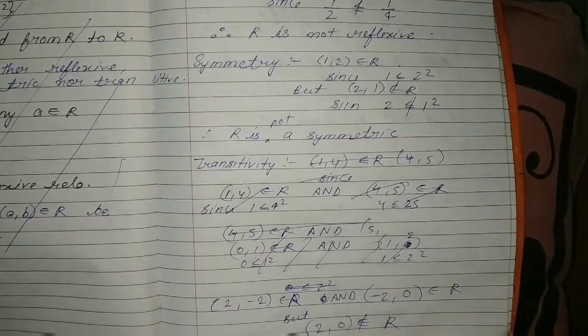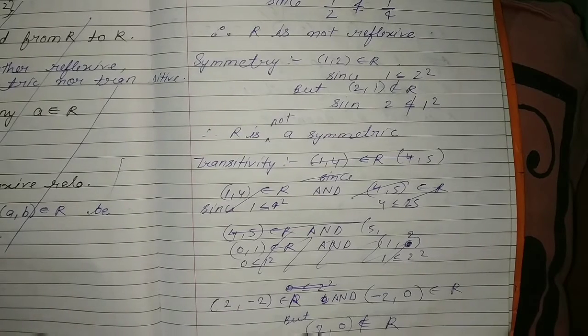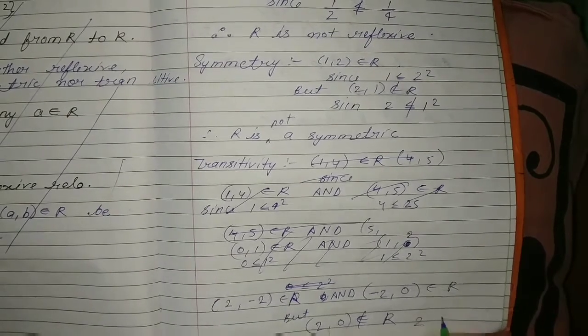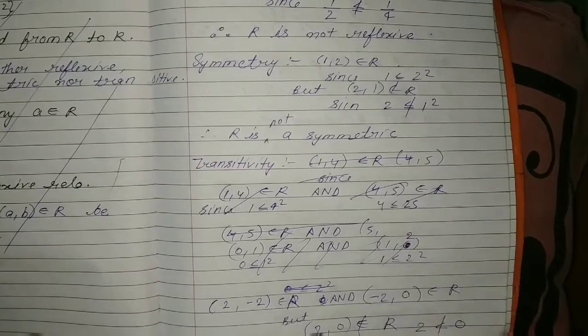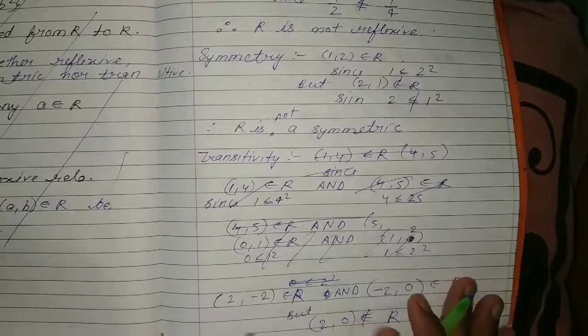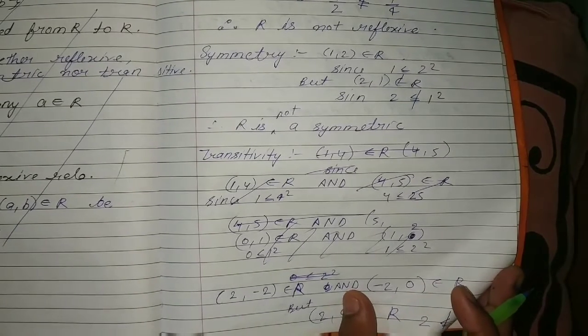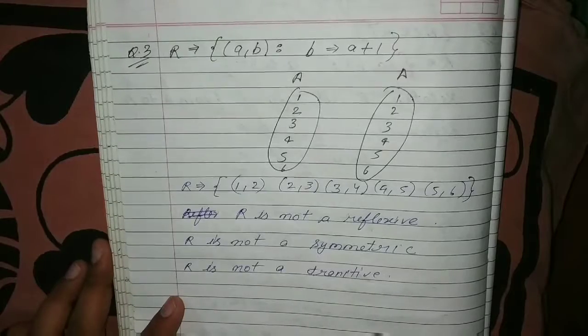because, guys, you can say the reason is that 2 is not less than or equal to 0. Okay guys, 2 is not less than or equal to 0. So we can say that it is not a transitive relation. This question is solved, and we are going to do the third question of this Exercise 1.1.